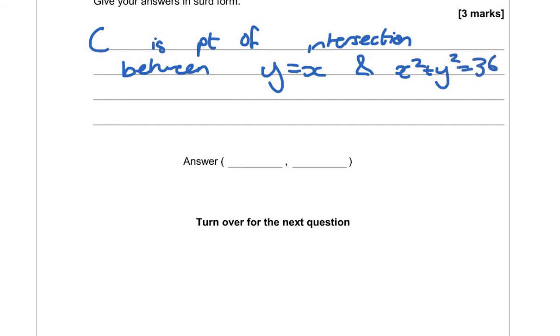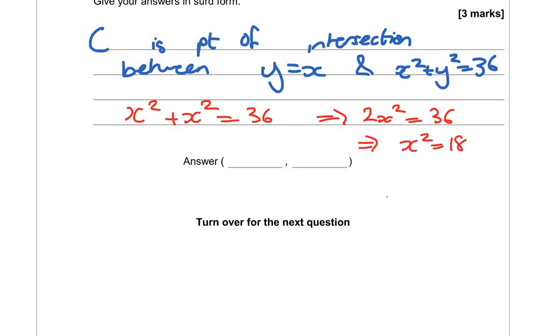So to solve this, well, we know y equals x, so we can just plug it in. So we get x squared plus x squared equals 36. So this tells us that 2x squared equals 36. Divided by 2 gives x squared is 18. And so we get x is plus or minus the square root of 18. And does that simplify? Well, yes, it's 3 root 2. Okay, and if we've got the x values, then we know that y is going to be the same.